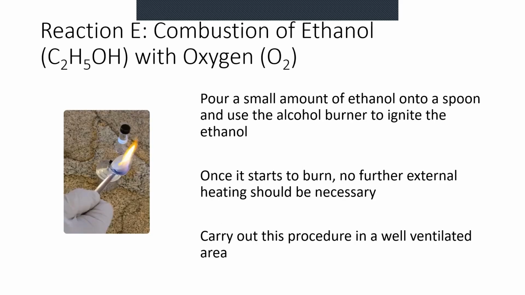For reaction E, we're going to look at the combustion of ethanol. Ethanol can be written as C2H5OH. Remember that all combustion reactions combine the substance with oxygen to produce carbon dioxide gas and water vapor. To do the experiment, you're going to pour a small amount of ethanol onto a spoon and use your alcohol burner to ignite the ethanol.